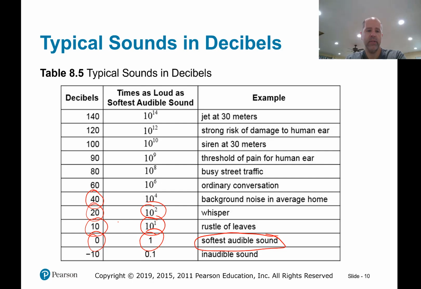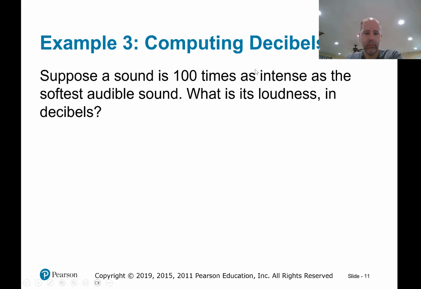Notice that the decibels are basically just 10 times the exponent. This is a common table, so we're going to refer to it in a couple of examples. Now, suppose a sound is 100 times as intense as the softest audible sound. What is its loudness in decibels?